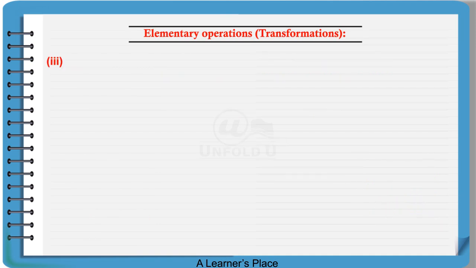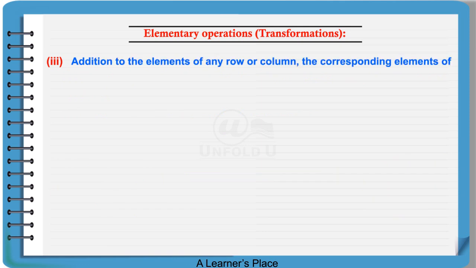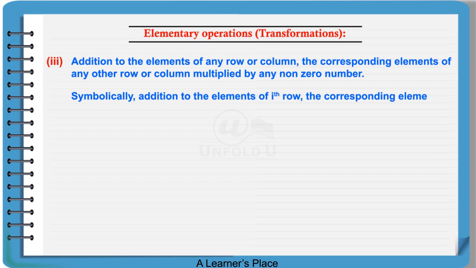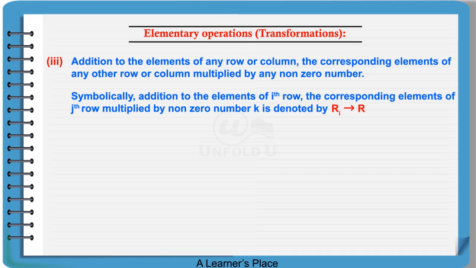Third, addition to the elements of any row or column, the corresponding elements of any other row or column multiplied by any non-zero number. Symbolically, addition to the elements of ith row, the corresponding elements of jth row multiplied by non-zero number k is denoted by. The corresponding column operation is denoted by.